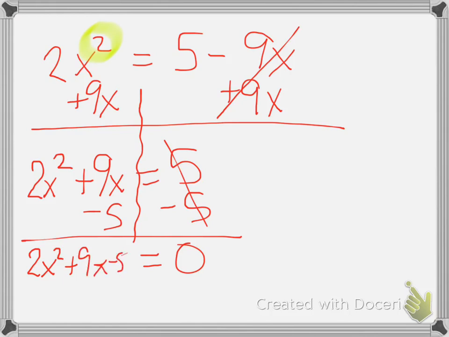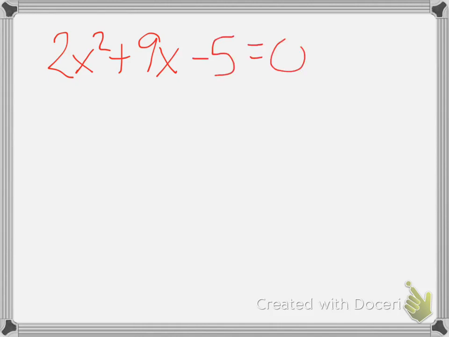Okay, so I'm going to write this on the next page nice and clear so that we can read it. 2x squared plus 9x minus 5 equals 0. Okay, so first thing you look for, GCF. Do you see a GCF? No. So the next thing I look for is I factor.